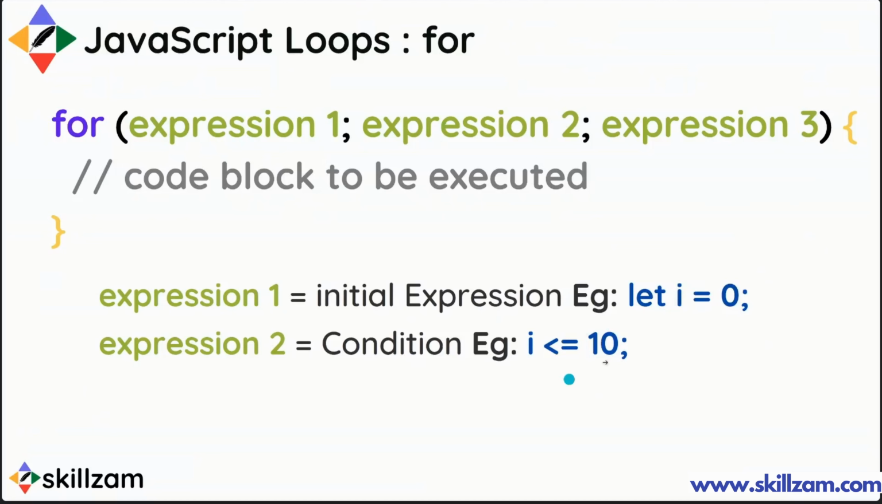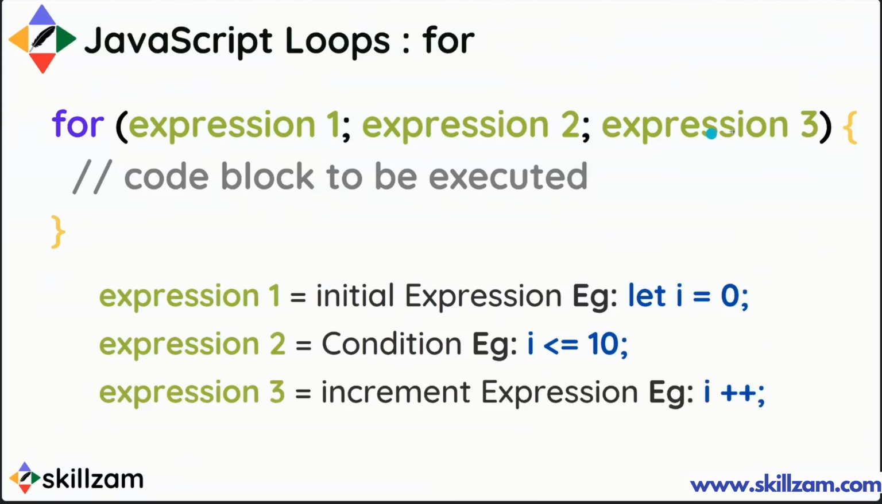Condition, where it will evaluate to either true or false. Okay, I is less than or equal to 10 can be true or false depending on what the I value holds. This is called the condition. So if the condition is true, then execute the block of code. If the condition is false, exit the for loop.